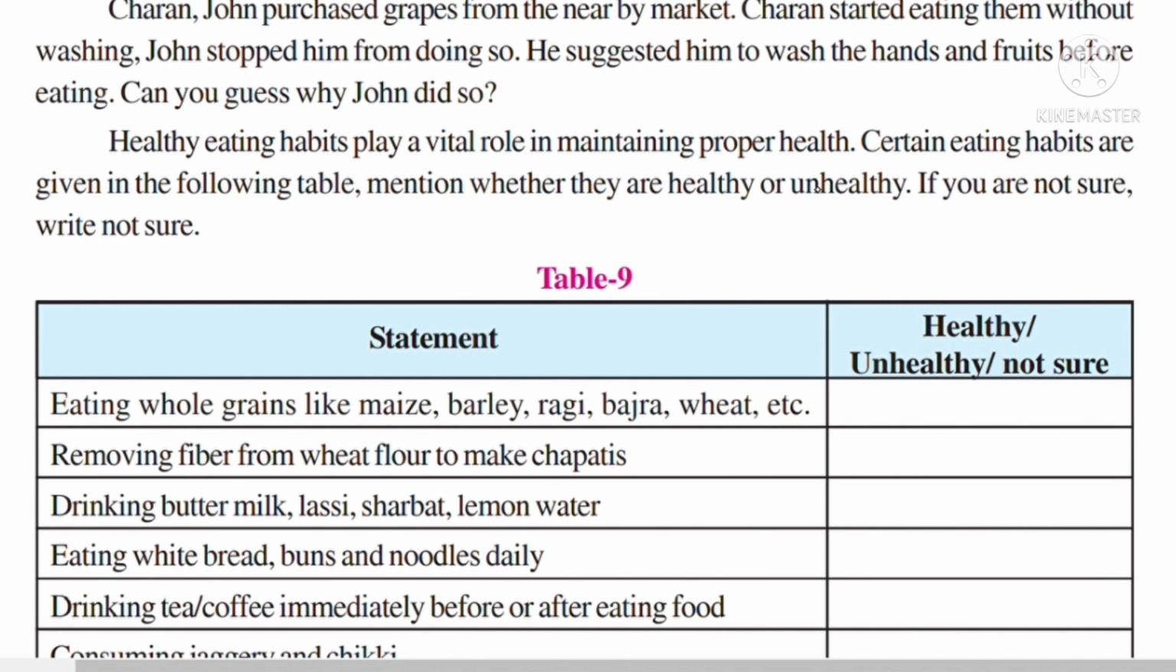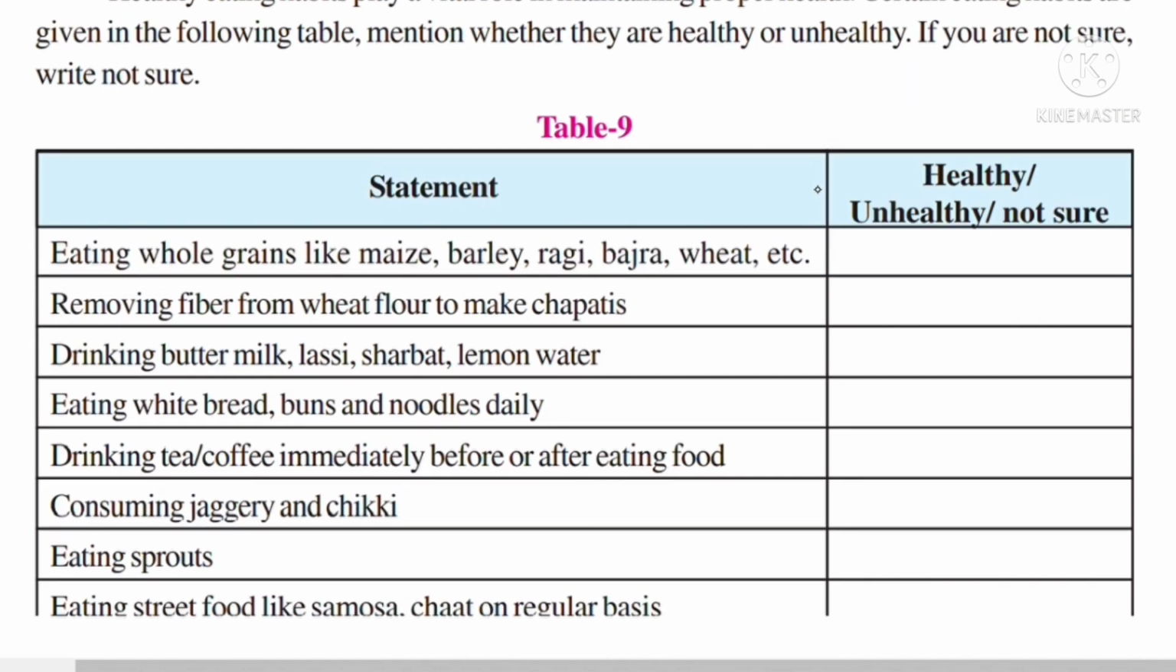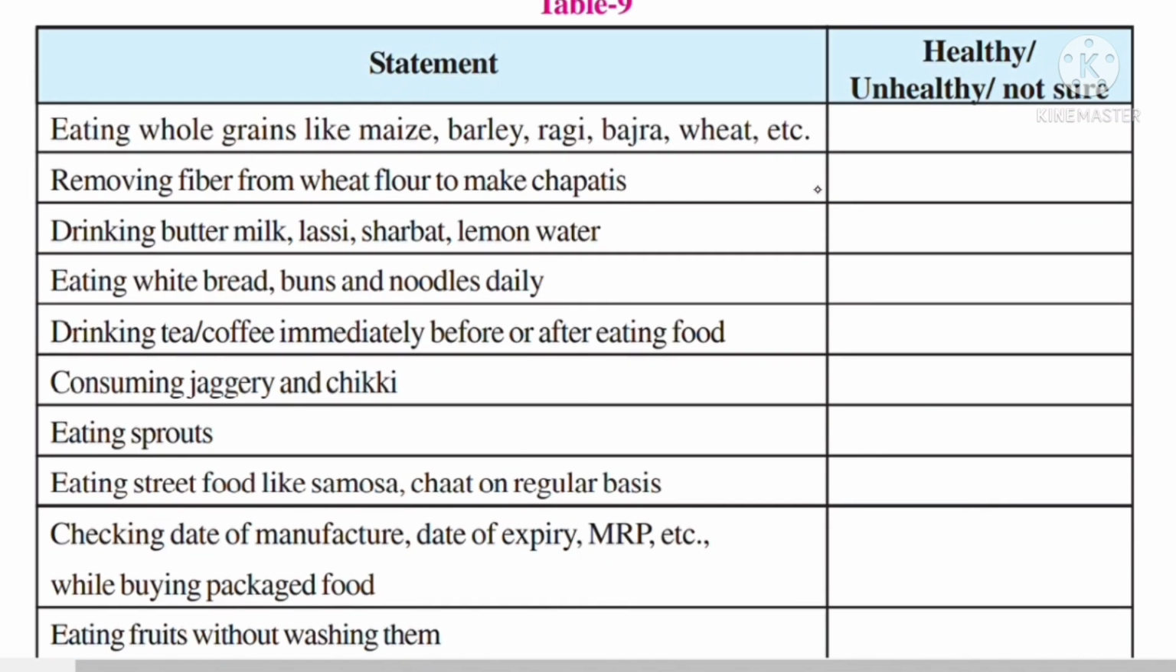Eating whole grains like maize, barley, ragi, bajra, wheat, etc. It is healthy. Removing fiber from the wheat flour to make chapatis is unhealthy. If we remove the fiber from the wheat flour, it will lead to constipation problems. Drinking buttermilk, lassi, sharbat, lemon water is healthy.